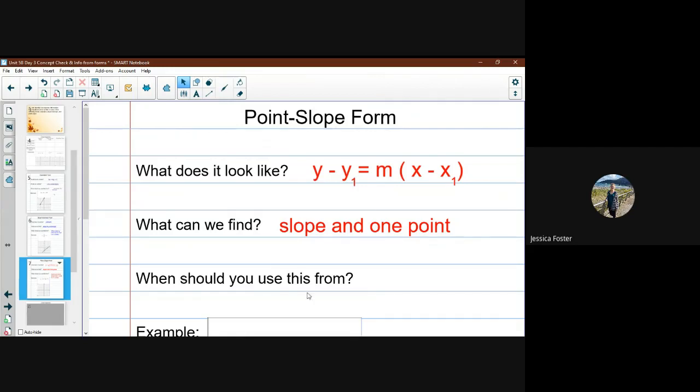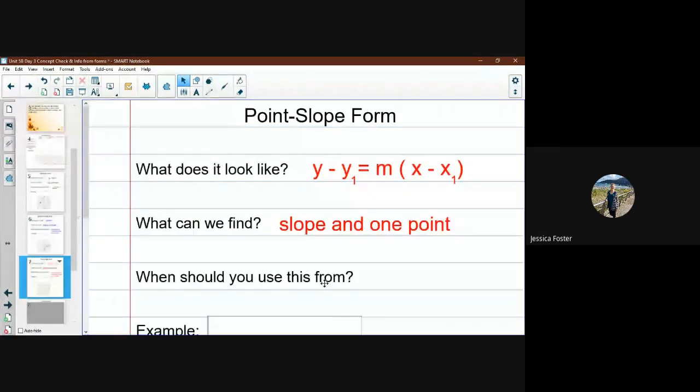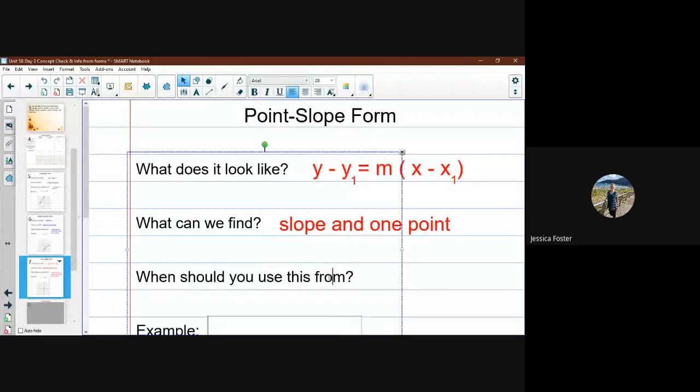So when should we use this form? It says "from," it should say "form." That's going to bug me if I don't change it. There you go. When should we use this form? It's possible it was like that on every page and I just now noticed it.